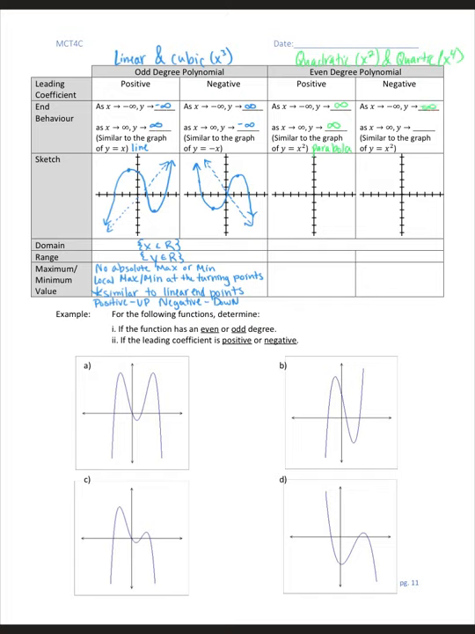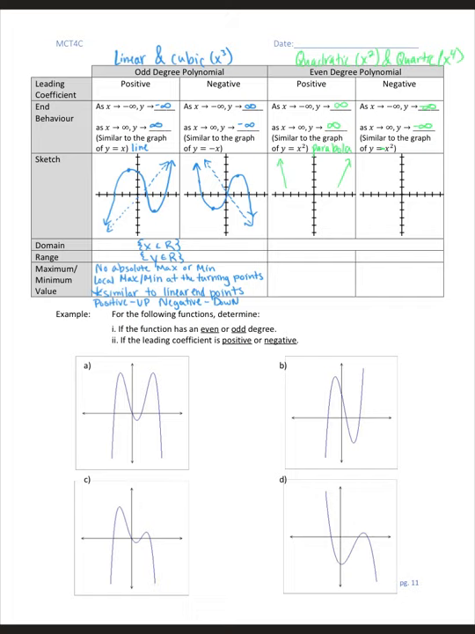So our endpoints are going to point down for both positive and negative x in this case. And this is going to be similar to the graph of y equals negative x squared, when we have a parabola opening down. So if we were going to draw a quartic for a positive version, we know that both endpoints are going to point up. On the left side of the graph, it's pointing up, and on the right side of the graph, it's pointing up.